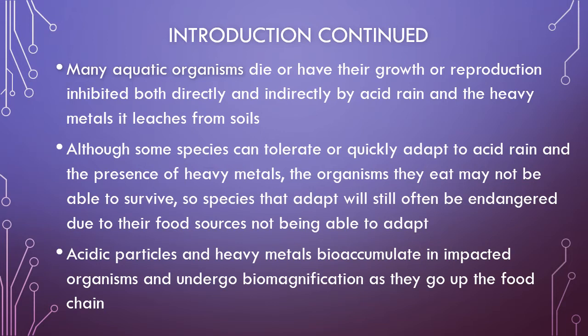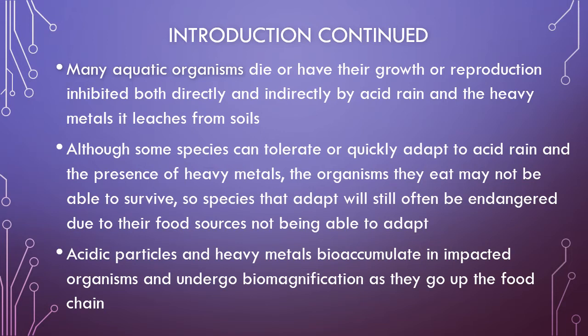And even though some species can tolerate or quickly adapt to the situation, the organisms they eat may not be able to do the same, which means that these species that can compensate will still often be endangered due to their food sources being killed off. For example, aquatic frogs can survive at a pH of 4.0, which is the average pH of acid rain, but the mayflies that are their primary food source cannot survive below a pH of 5.5.